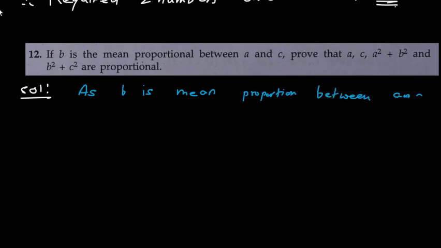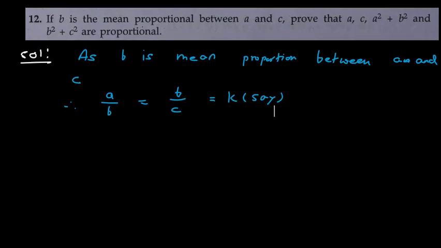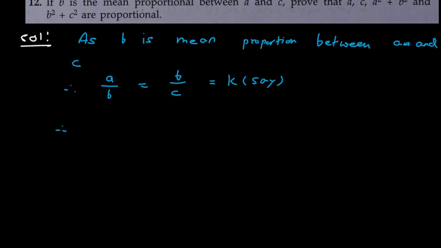So as b is the mean proportion between a and c, we can say that a upon b is equal to b upon c. Let us assume that this is equal to k. So therefore the value of b will become c into k, and the value of a will become b into k. That is, b I can write as ck, so it is ck into k, that is c into k square. So the value of b is ck and the value of a is ck square.